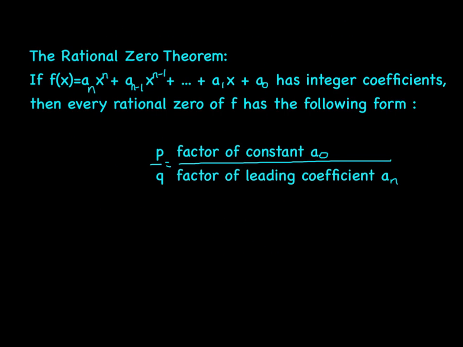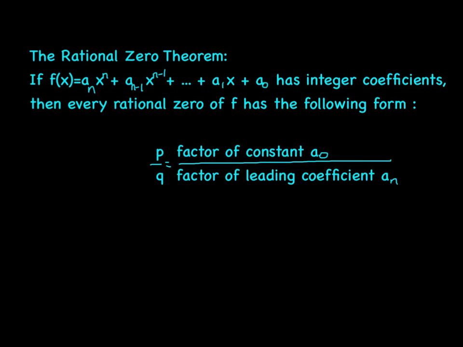Okay, so this is a lot of words and letters that will make a lot more sense in a minute. The rational zero theorem says that if a function f of x, which equals a sub n times x to the n, plus a sub n minus 1 times x to the n minus 1, plus and so on, plus a sub 1 times x, plus a sub 0, has integer coefficients, then every rational zero of f has the following form: p over q equals the factor of constant a sub 0 over the factor of leading coefficient a sub n.